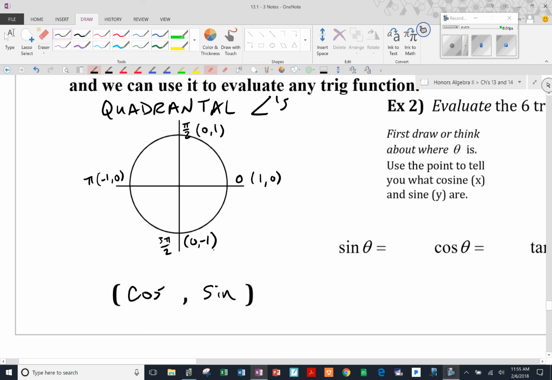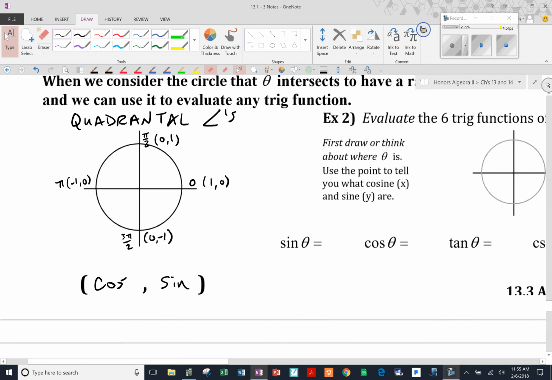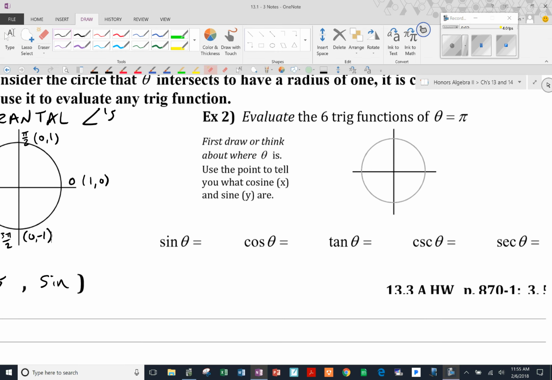Just like you could evaluate the 6 trig functions of any of the angles within the quadrants, you can evaluate the 6 trig functions with the quadrantal angles using those points. What we're going to do is just look at the angle pi. It says let theta be pi and find all 6 trig functions of theta. So in other words, find all 6 trig functions of pi. So I'm just going to put on here, we're talking only about pi in this problem. So I'm just going to write that's pi, and the point is negative 1, comma 0.